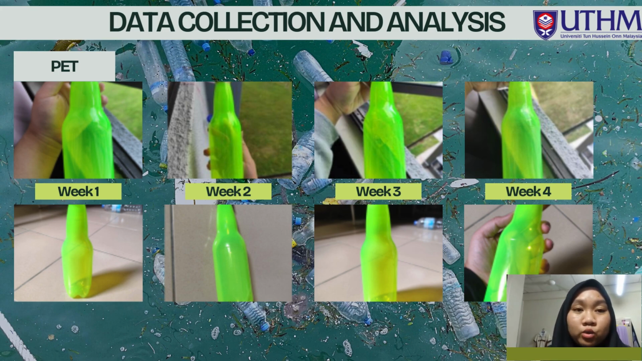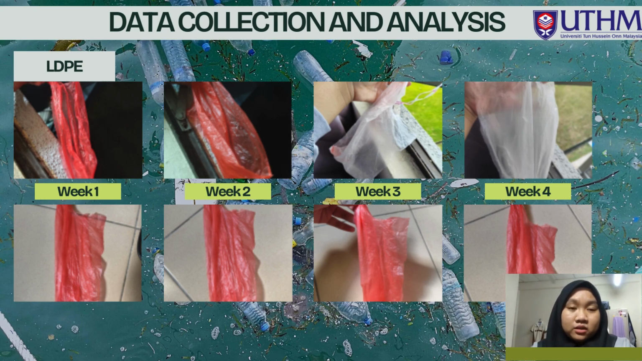For PET, from week 1 to week 4, it only showed a slight color fading and a bit less gloss. However, it is only obvious when we compare it side by side with the control we kept in the shade. So, PET is still the most resistant to photo degradation in our test. Next, I will explain about LDPE.